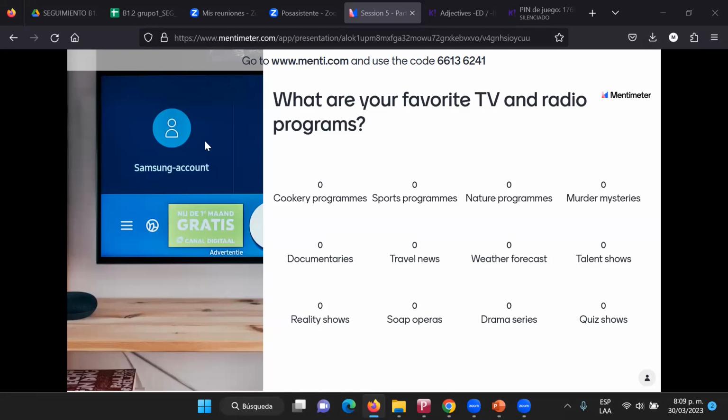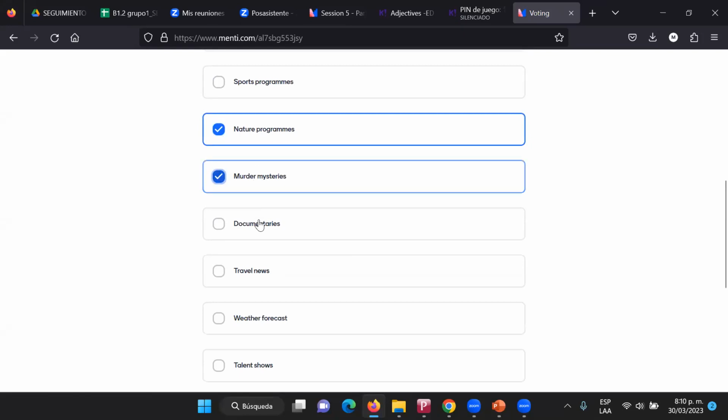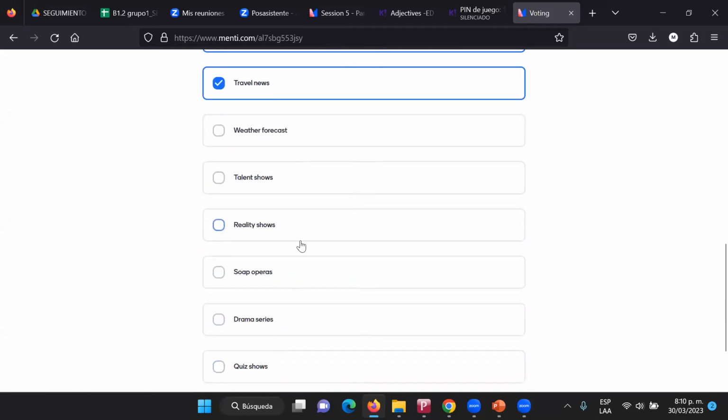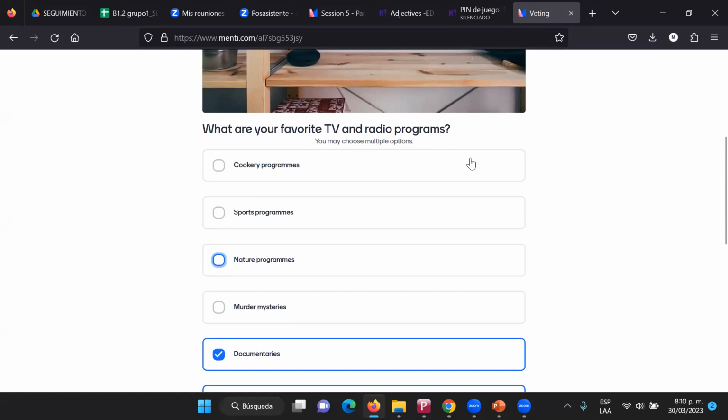One of the questions that we have in there says, what are your favorite TV and radio programs? Here we have a lot of possibilities. Cookery programs, sports programs, nature programs, murder mysteries, documentaries, travel news, weather forecast, talent shows, reality shows, soap operas, drama series, and quiz shows. We're gonna keep it anonymous. When you get to the link that I just sent to the chat, you have all the possibilities that were presented there. So the idea is that you choose as many as you want. If you like all of them, then you choose all of them. If you like only one, only one. And then when you have chosen those programs that you like, you click on submit. That would be the idea of this first part. For the moment, you don't have to write down anything, only voting.